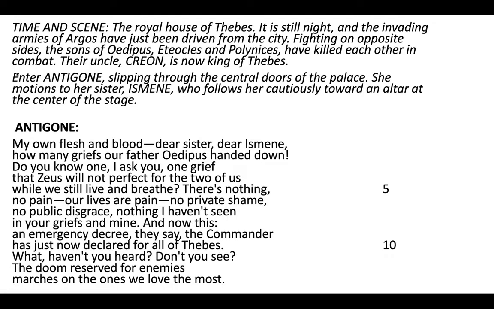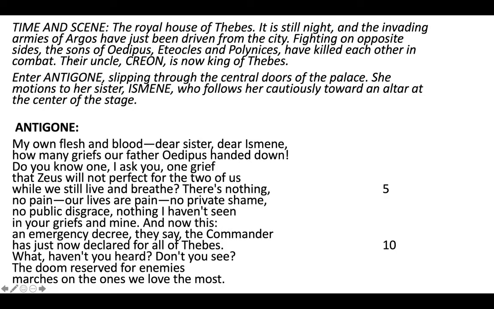Okay, so time and place, time and scene. The royal house of Thebes, it is still night, and the invading armies of Argos have just been driven from the city. So the invading armies of Argos, these are the army that Polynices was able to rally to help him challenge his brother to the throne. So this is sort of like the rebel army, according to Creon, or we might see it as the righteous army of Polynices.